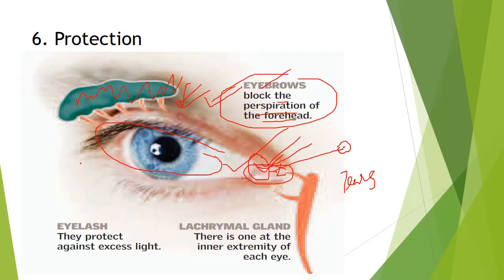Then there are the eyelashes. These eyelashes are to protect from excessive light. I told you that whenever we go from a dark room to sunlight, the eye tries to shut down. That is one reason, and another reason is whenever you encounter a storm or something dusty, the eyelashes protect your eye from this dust.